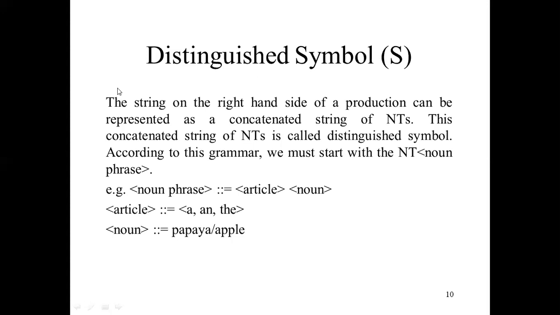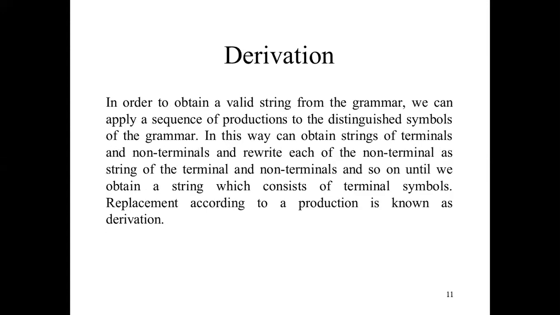Okay. Now what is the distinguished symbol? I am again telling, the string on the right hand side. So keep in mind this. On the right side, we have the concatenated string of the non-terminals, article and noun. So these are called the concatenated string of the non-terminal. So derivation, what is the derivation? Whenever we combine a number of productions, it is nothing but a sequence of productions. Whenever we combine all these different valid strings, then it forms a derivation.